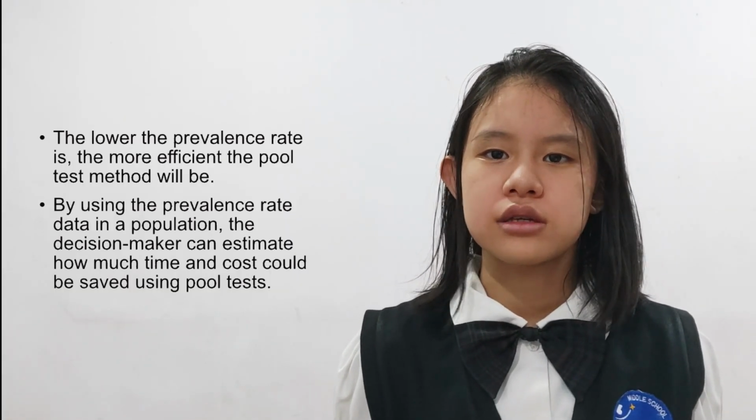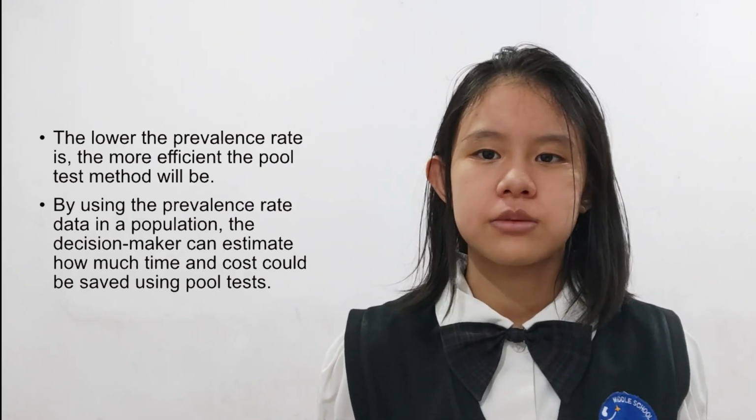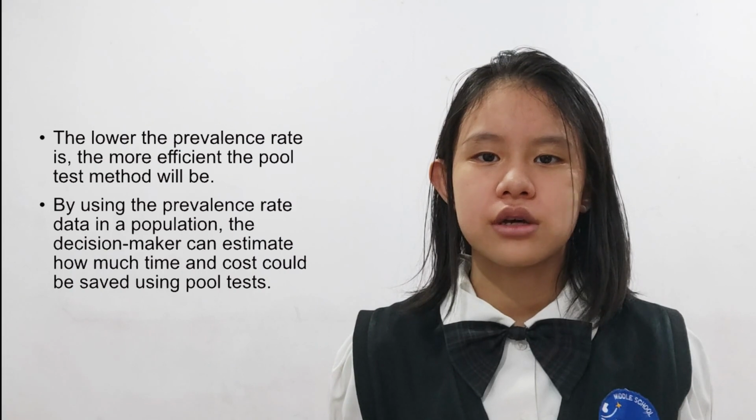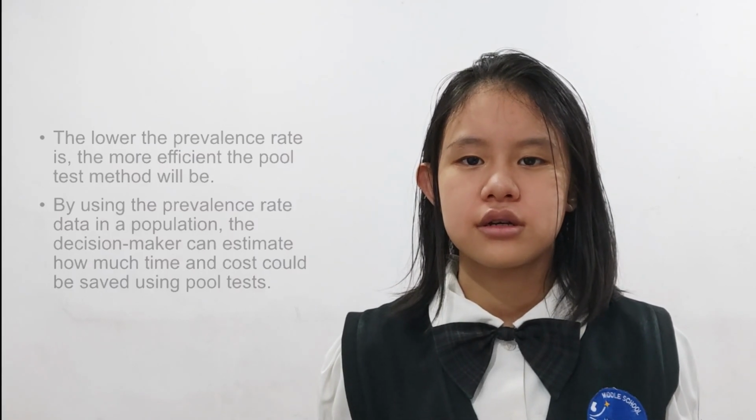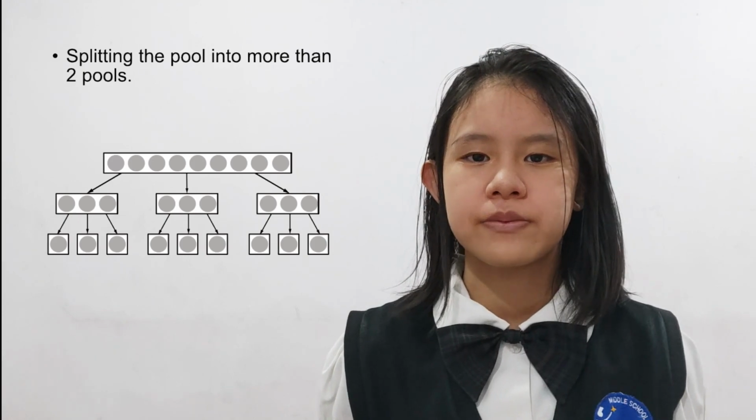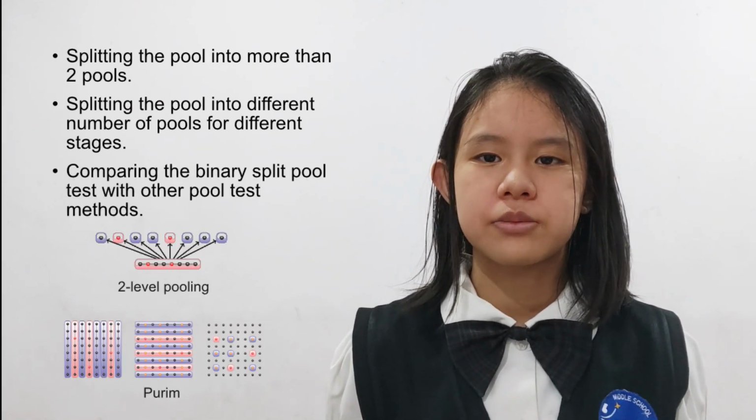From this research, I conclude that the lower the prevalence rate is, the more efficient the pool test will be. By using the prevalence rate data in a population, the decision maker can estimate how much time and cost could be saved by using pool tests. We can explore this research more in the future. For example, splitting the pool into more than 2 pools, splitting the pool into different numbers of pools, and comparing the binary split pool test with other pool test methods like two-level pooling or PURIM.